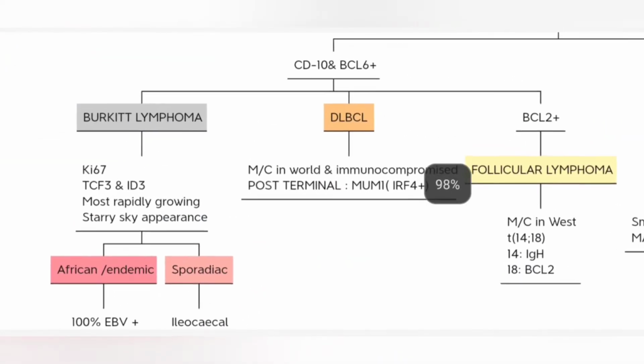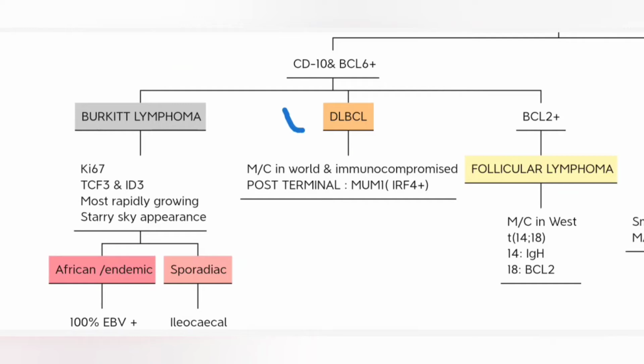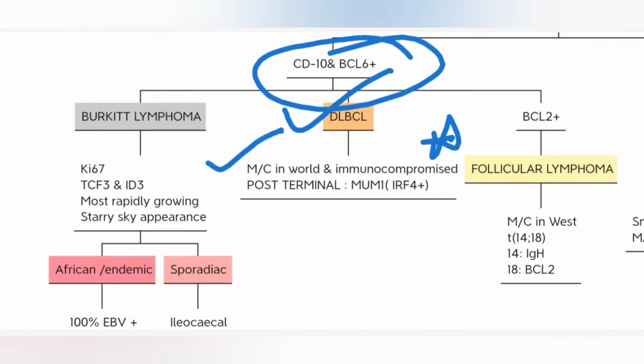Then the next possibility is diffuse large B-cell lymphoma. Remember, it is most common in the world and most common in immunocompromised. These are the germinal center markers; if it is post-germinal, then it is MUM1 or IRF4 positive, that is interferon regulatory factor.